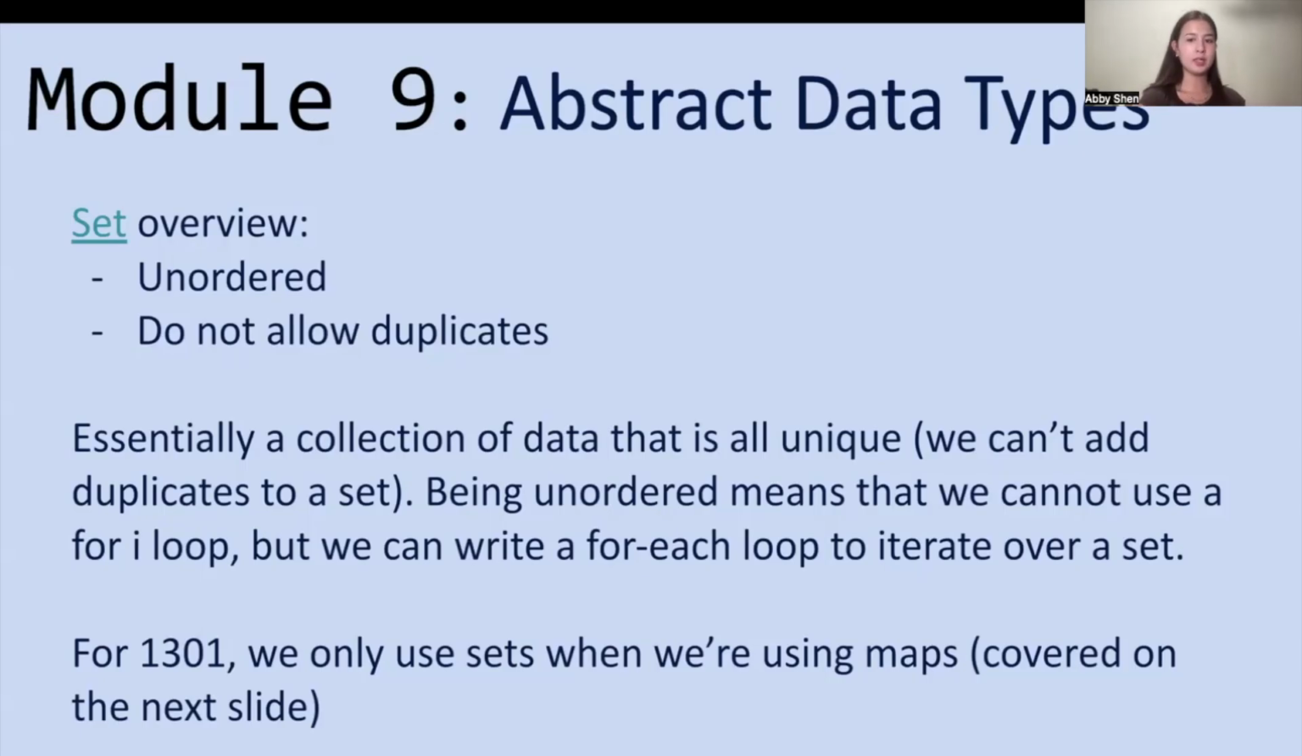Being unordered means that you can't use a for i loop to iterate through a set, and you can't index a set because it doesn't have positions because it's not ordered. But if you wanted to iterate through a set, you could use a for each loop instead of a for i loop, and that's a way that you could still iterate over a set.